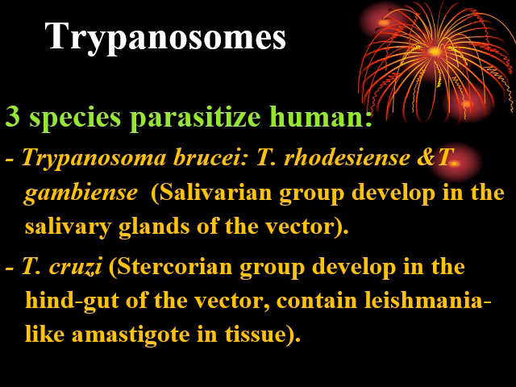Three species of trypanosomes parasitize humans. As we said, the Trypanosoma brucei complex contains Trypanosoma rhodesiense and Trypanosoma gambiense. This group we call the salivarian group, which develops in the salivary gland of the vector. The third species is Trypanosoma cruzi, which we call the stercorarian group, developing in the hindgut of the vector. It contains a Leishmania-like amastigote in tissue. In the Trypanosoma brucei complex, we don't have the Leishmania-like amastigote stage.